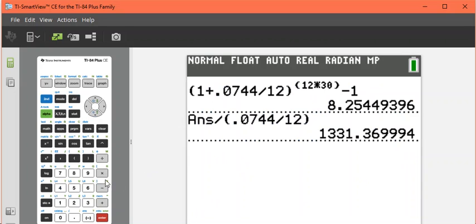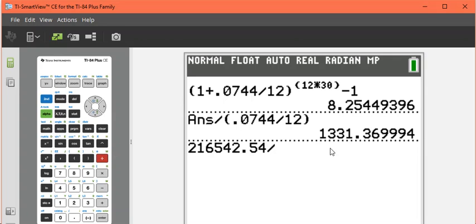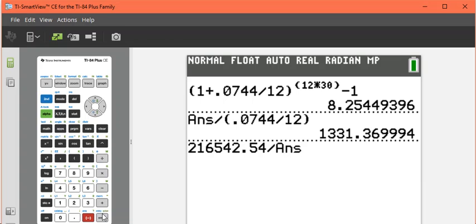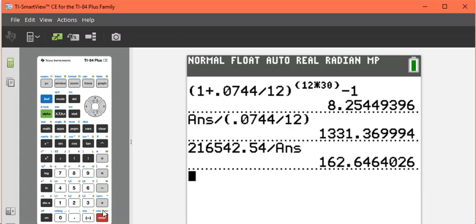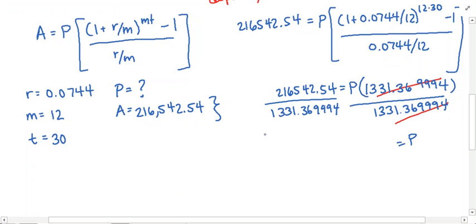We're going to have $216,542.54, and then we want to divide by this decimal that we just got out. So I'm going to do second negative sign, and then that will give me the amount. This is going to be dollars and cents, so we're going to have to round. Let's jot this down and then we will write down our answer. So P is going to be this amount.